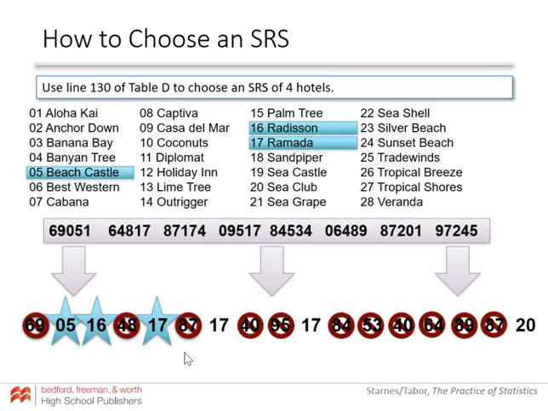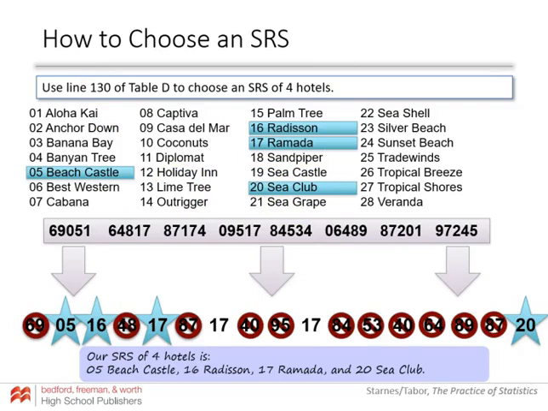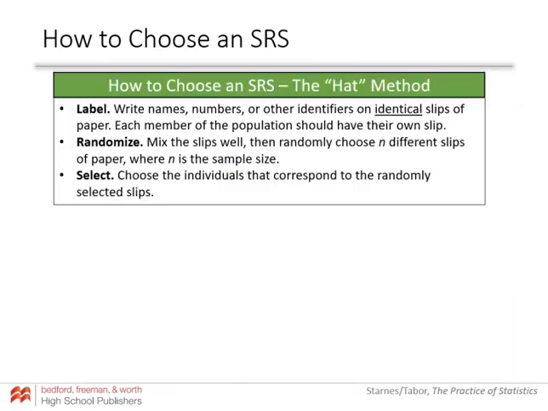40 is not in, 95 is not in, 17 is a repeat again. So we got to skip all the way down to 20. All right, and that's the next number that's in my population up here. So that means C Club is my 4th hotel that's going to be a part of my sample.